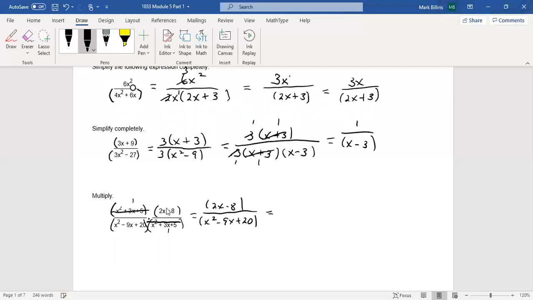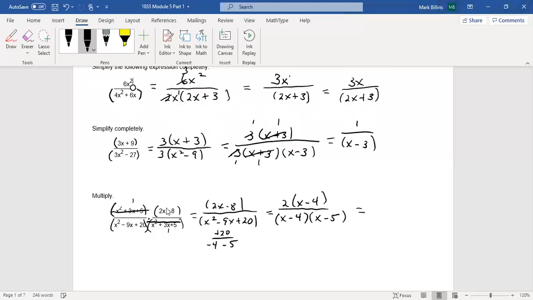Now in the numerator, I'm going to remove the greatest common factor, which is 2, and that's going to leave me 2 times x minus 4. In the denominator, we can use the shortcut because we have a 1 in front of our x squared, so we can go directly into the factoring. We're looking for the factors of positive 20 that would add to a negative 9. Negative 4 plus negative 5 is negative 9, and negative 4 times negative 5 is positive 20. So all we have to do is write in our minus 4 and minus 5.